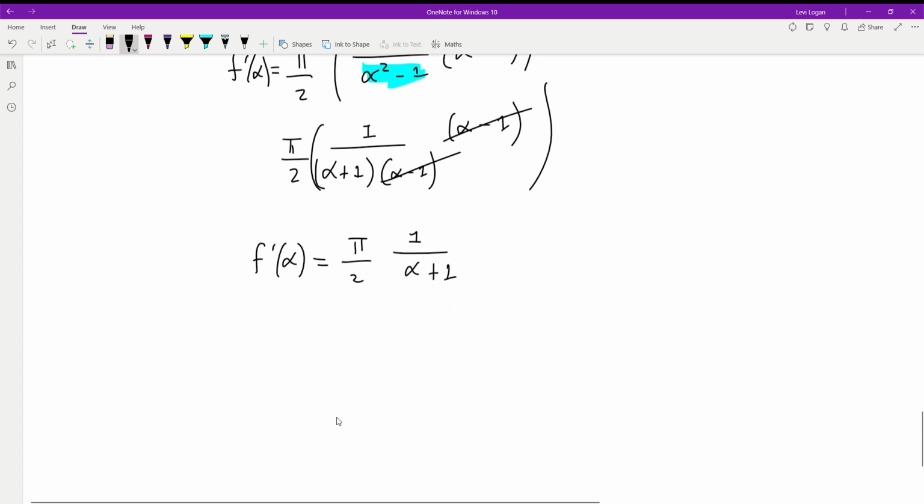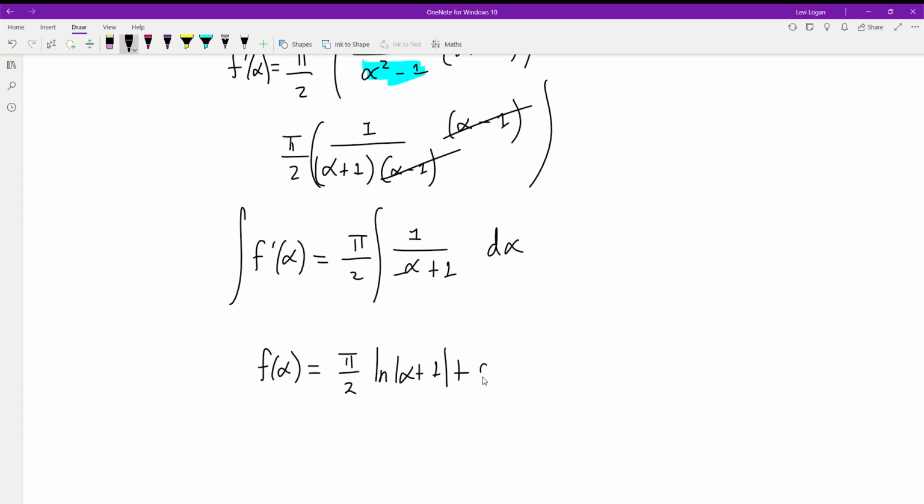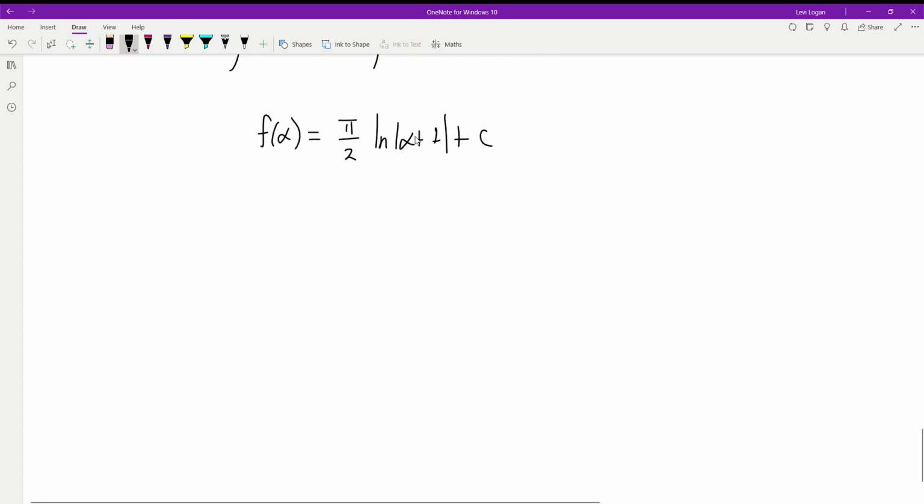Righto. Now we're going to integrate with respect to alpha on both sides. I can leave the pi on 2 at the outside because it's independent, because it's a constant, so I get f of alpha is equal to pi on 2 natural log of alpha plus 1 plus c. Now, we have to work out what this plus c is.